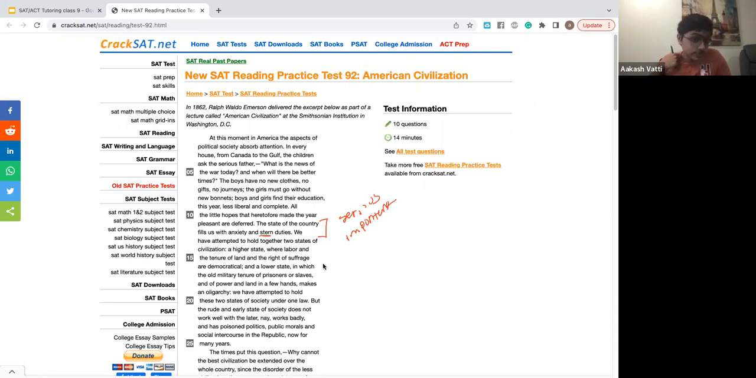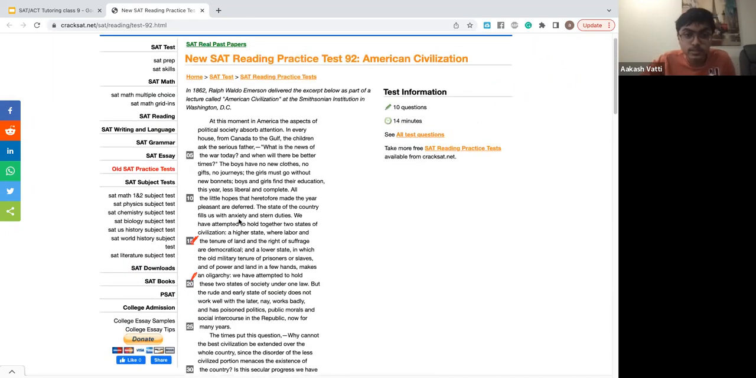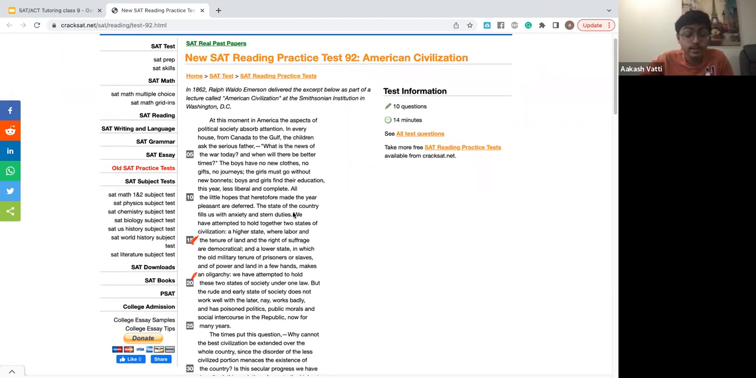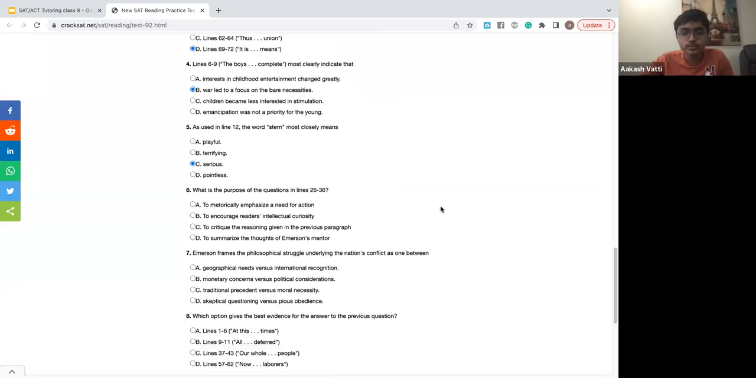I guess an easy way of doing this is to just replace the word stern with each of the words in here. Say playful, terrifying, serious, and pointless, and choose whichever one makes the most sense. For this one, the tone itself kind of lends it to saying it can't be playful. Playful is a positive thing. Pointless just doesn't work in that scenario. And I don't think terrifying would work there either, because it's not terrifying duties. It's just serious duties. And therefore the answer would be C. Again, if you guys have any questions, just tell me and I can go back to a question to explain it.